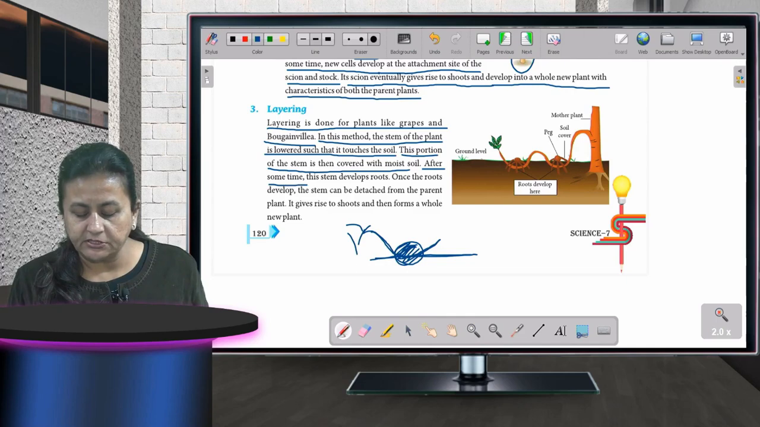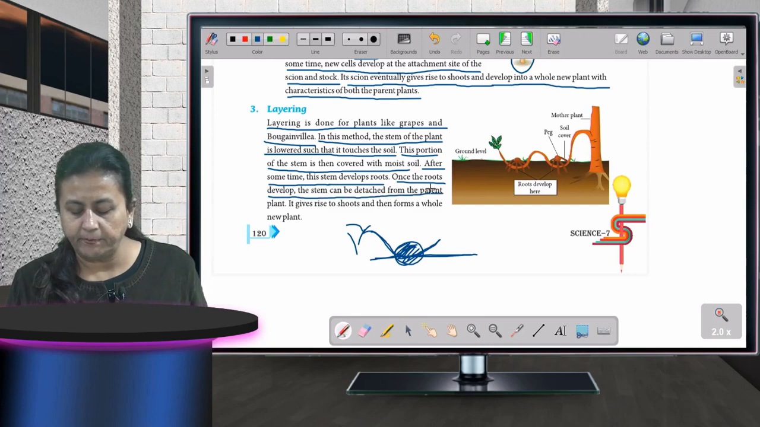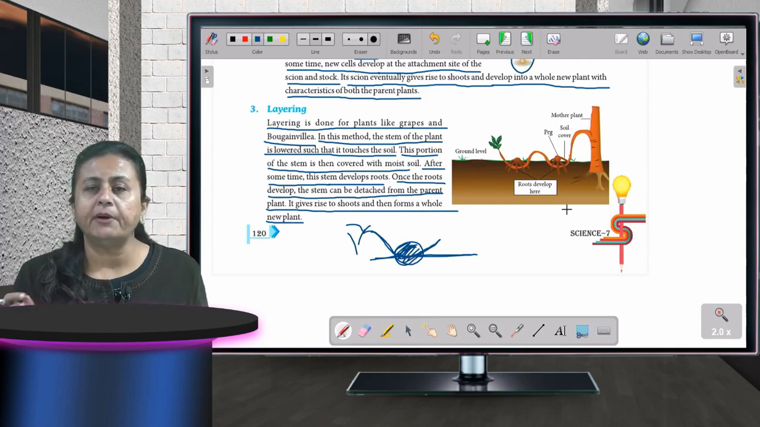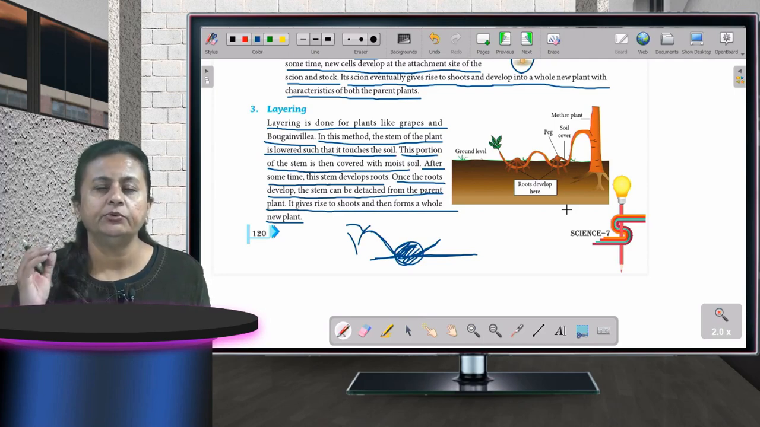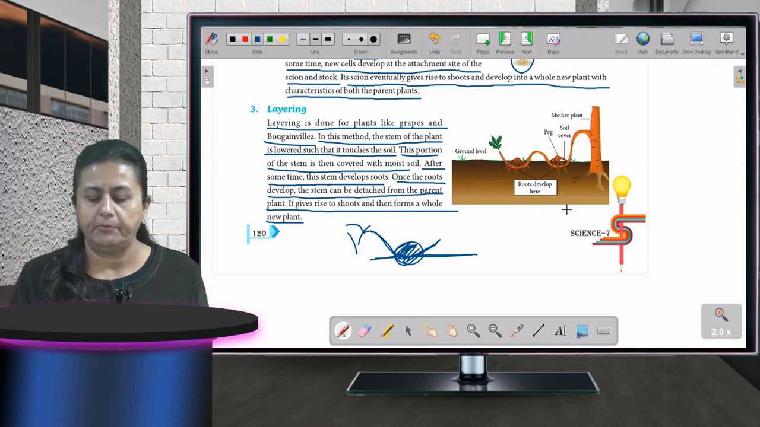After some time, this stem develops roots. Once the roots develop, the stem can be detached from the parent plant. It gives rise to shoots and then forms a whole new plant. You are covering the part of the stem with moist soil, and once the roots start developing, you can detach it from the parent plant. Fine, children.